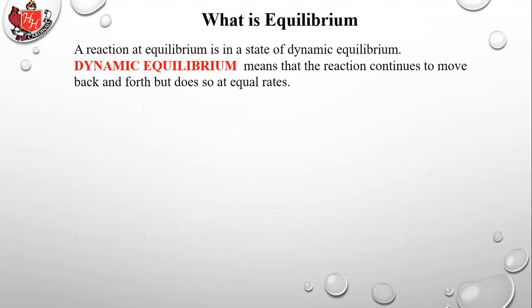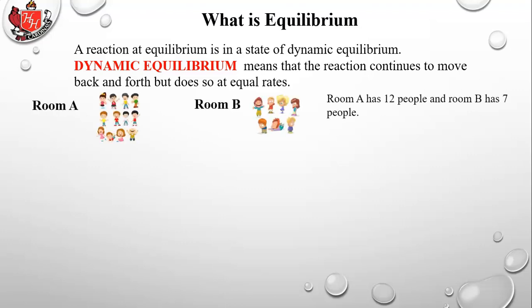A reaction at equilibrium is in a state of dynamic equilibrium. Dynamic equilibrium means that the reaction continues to move back and forth, but does so at equal rates. So let me give you an example of that. Let's say that in my classroom there's 12 students. I'm room A, and Mr. Andrews next door is room B, and he has 7 students. And let's just say that's where everybody's happy, to have 12 in my room and 7 in his room.